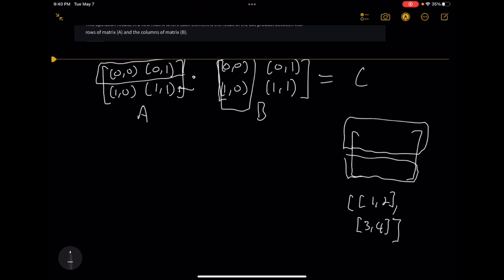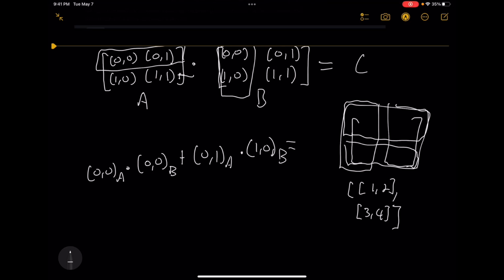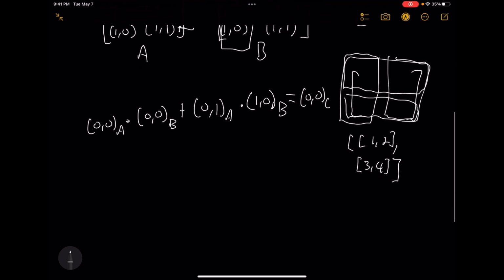In other words, we first want to compute these values of C, and then these values of C. In mathematics or linear algebra we would usually compute this and then this, but we're going to reverse it for the actual algorithm. So we'll take 0,0 of A times 0,0 of B, and add that to 0,1 of A times 1,0 of B, and that would equal 0,0 of C. That fills out the first value within C.